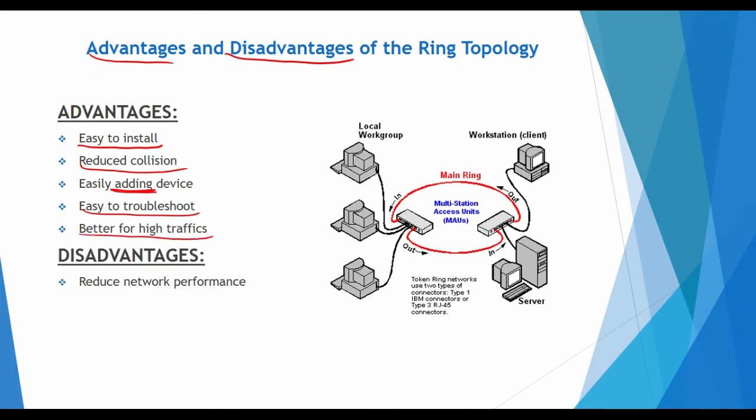And some disadvantages are: all data traveling over the network must pass through each device on its way to its destination, which can reduce performance. If one device fails, the entire network is impacted. More expensive to implement than a bus topology.